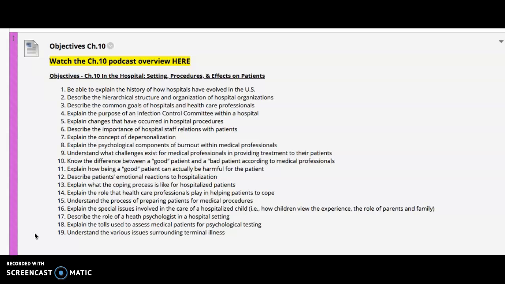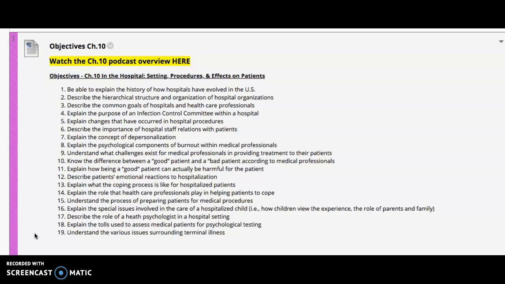And so we'll look at the process then of preparing patients for medical procedures. What are all the various different things that need to happen when a patient's getting ready to have a medical procedure, a surgery, or a treatment? And then we'll look at what that looks like for children. So there are some special issues involved when it deals with the care of hospitalized children.